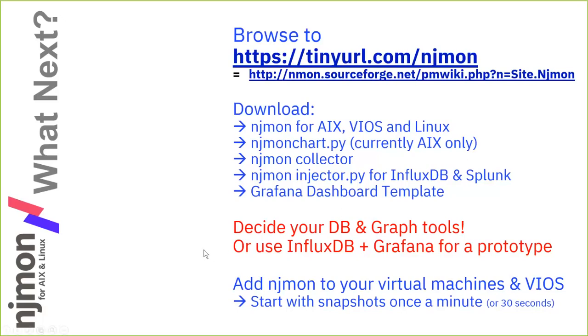But anyway, you have to decide your database tool and your graphic tool, or you can use InfluxDB and Grafana for just a prototype and throw it away when you decide what your tool is going to be. And then you're going to add NJMON to your virtual machines and VIO servers and start taking data. Don't go too mad to start with. Once a minute, once every 30 seconds seems to be quite happy. I mean, you could go down to once every 5 seconds, but then if your InfluxDB machine is running too slowly, it will start getting behind. That's what I'm worried about, really.